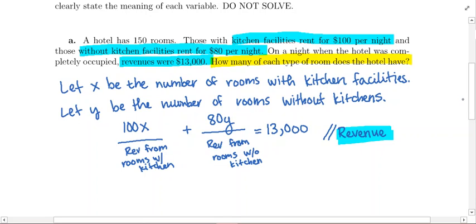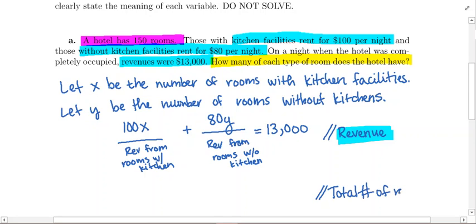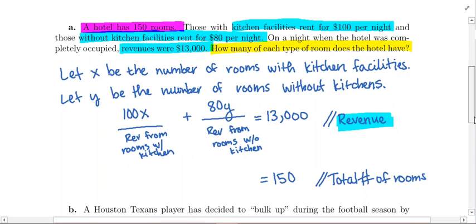We need to have a second equation. Two equations, two variables. When you look at the problem, I've highlighted most of it. The only piece of information I haven't really touched is the hotel has 150 rooms. We can do something with this. The other equation is going to come from the total number of rooms. We know the total number of rooms has to be 150, so 150 is going to be the number on the right.